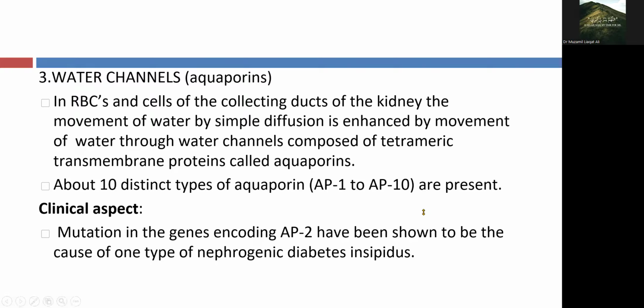This has important clinical implications. For example, a mutation in the gene encoding aquaporin 2 has been shown to be the cause of one type of nephrogenic diabetes insipidus. In this condition, the kidney is unable to concentrate urine properly because water cannot be reabsorbed from the collecting duct, leading to excessive thirst and production of large amounts of dilute urine.